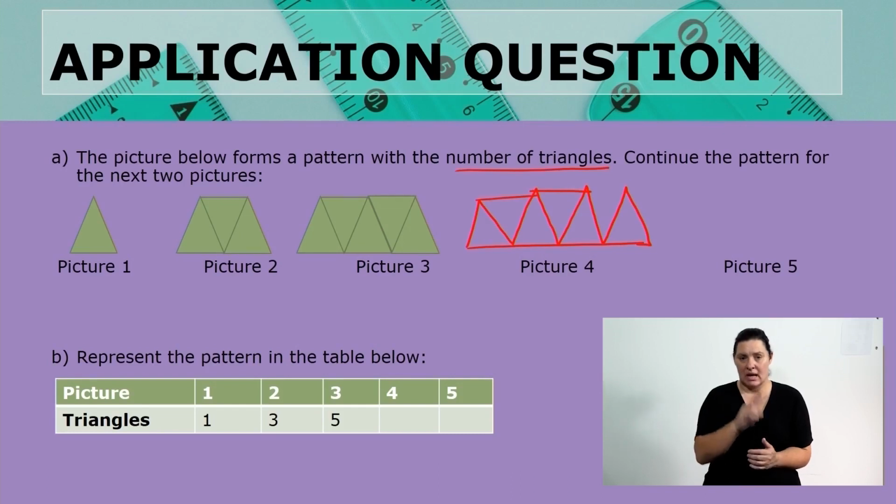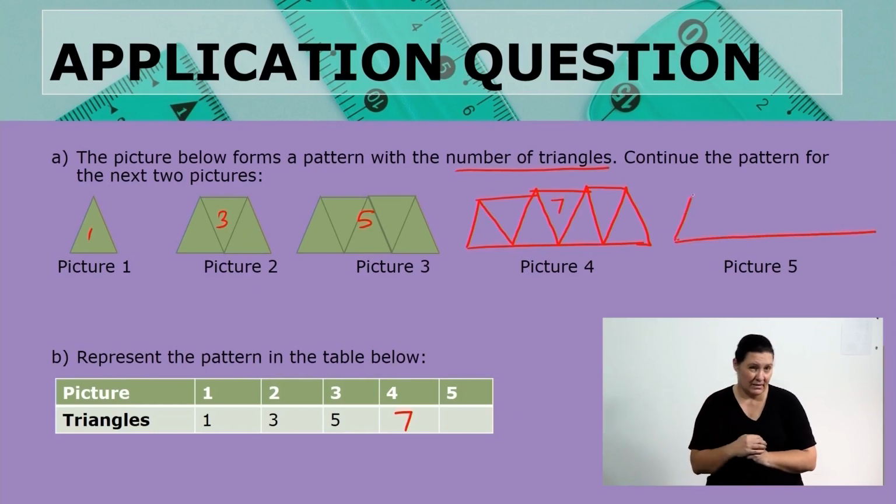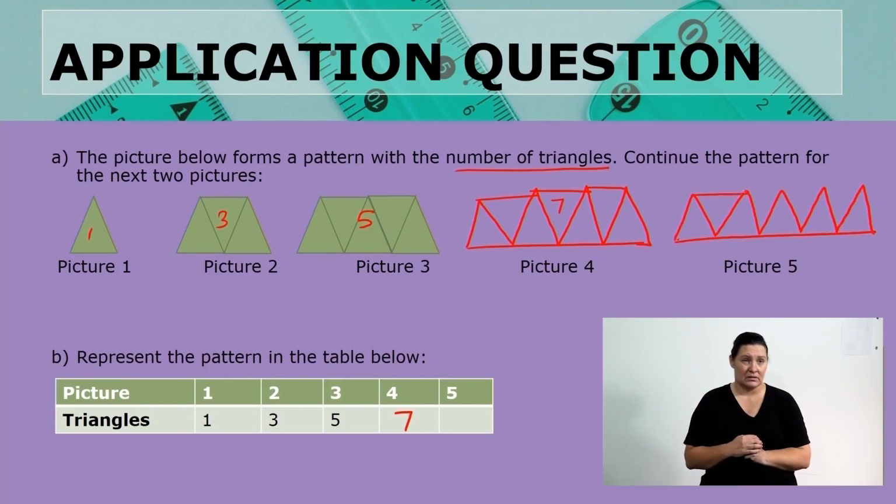As we can see, our picture number 1 has 1 triangle. This one has 3 triangles. The next one has 5 triangles. And the one that we just drew has, yes, you are correct, 7 triangles. So I'm just going to fill it out here in my table. For picture number 4, it is 7 triangles. And the next one, do you think you know how many triangles we are going to have? If your answer is 9 triangles, then you are absolutely correct.